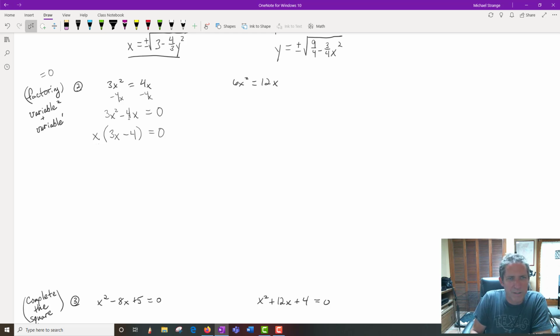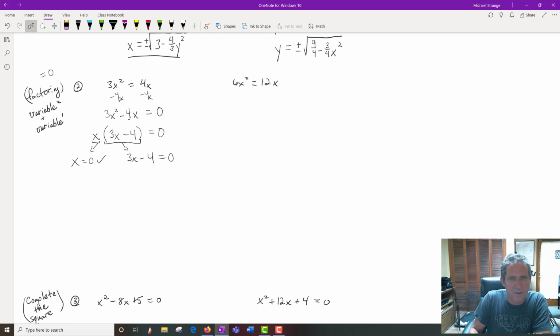Now at this point we break it up. So we're going to have x equals 0, because that's this part, and we have this part equal to 0. So 3x minus 4 equals 0. Well, there's one of them, so there's one solution. The other solution's in here.